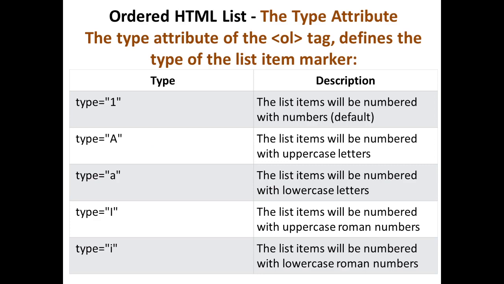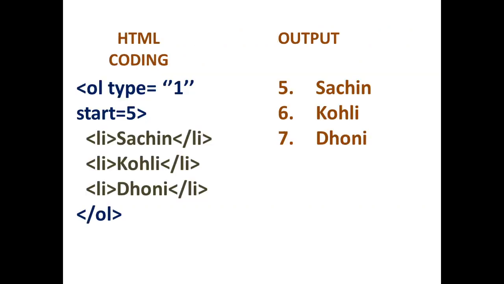This table demonstrates the different types of ordered list. If it's going to be 1, we have the numbers 1, 2, 3, and 4. If it's going to be capital A, that is uppercase A, then the list will be A, B, C, D, E, F. And if type is equal to the smaller a, it will be a, b, c, d, e, f in small letters. If it's going to be a capital I, it is an uppercase Roman numeral, and if it's going to be smaller i, it's going to be lowercase Roman numerals.